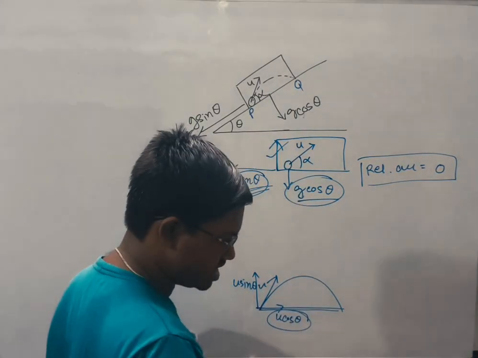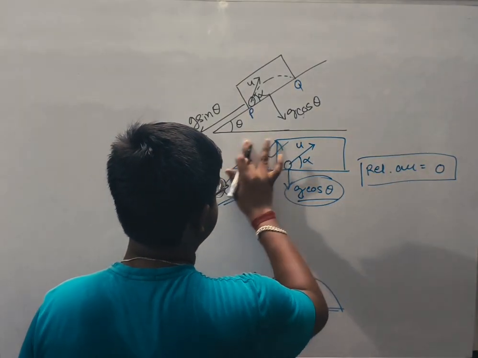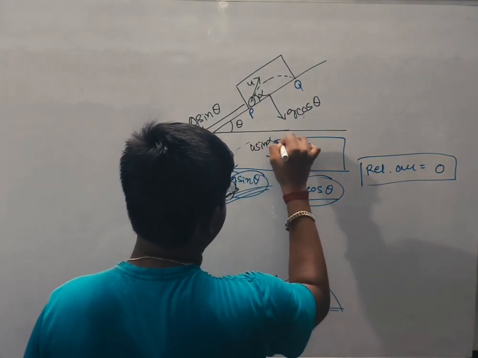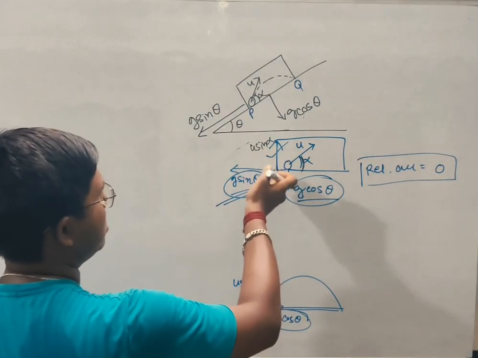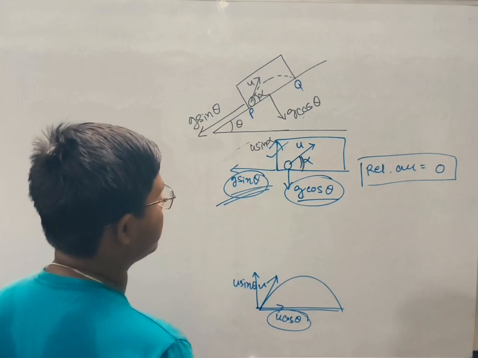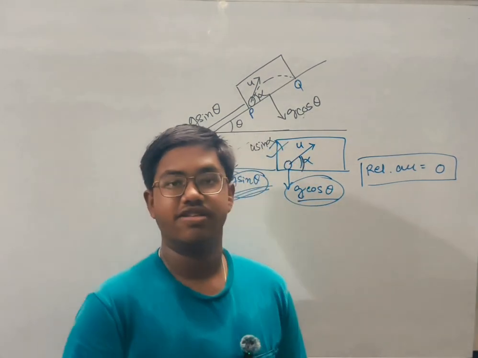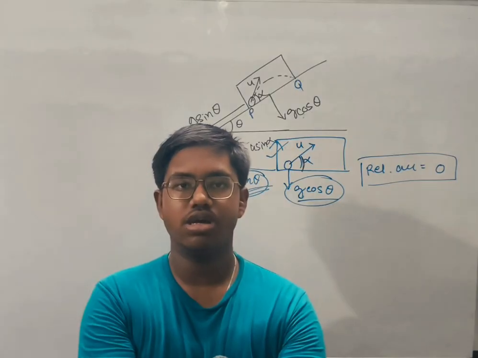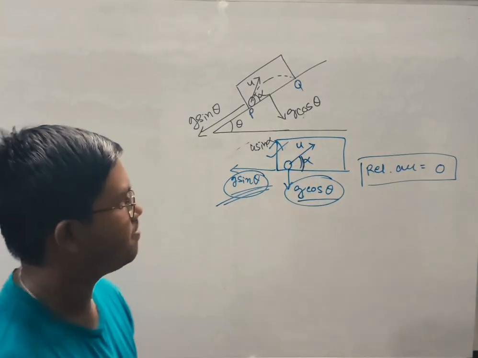In this direction the velocity of the ball is u sin alpha. This angle is alpha, and this is u. So we can say that after some time the vertical displacement will be 0, and in that time the ball will cover this range PQ.